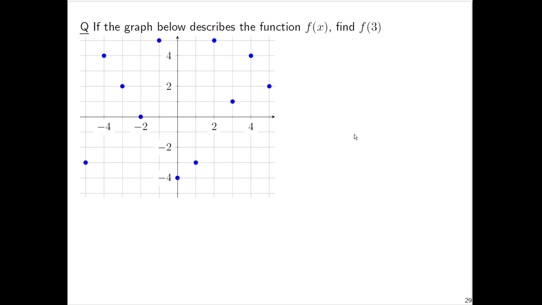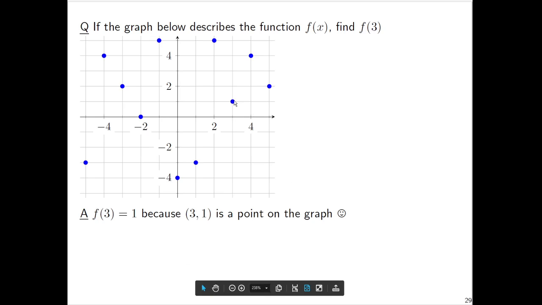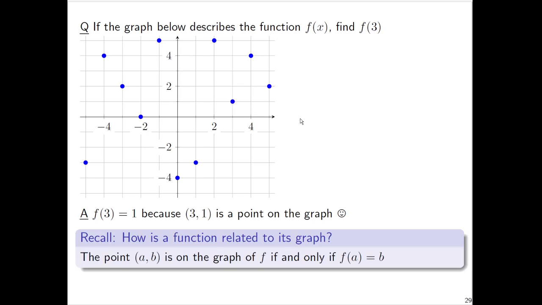So question: if the graph below describes the function f of x, find f of 3. Well, f of 3 is equal to 1. That's because the point (3, 1) right here is a point on the graph. And this is just exercising the thing that we said a moment ago. Recall that the point (a, b) is on the graph of f if and only if f of a is equal to b. So when we were asked f of 3, 3 right here is a. And so we're looking for a point where the x-coordinate is 3, right? Because it says a comma b. So 3 comma something, and that's this point right here. And we get 1 as the y value.